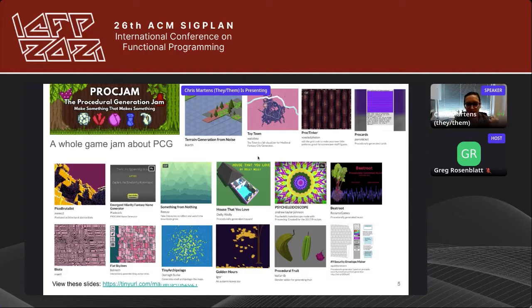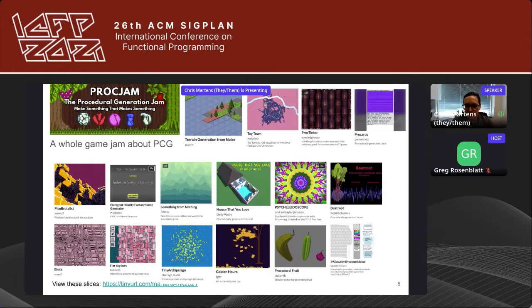You get people generating pixelated brutalist architecture, hilarious fantasy names, abstract silhouettes of landscapes, psychedelically colored kaleidoscopes, to 3D models of pieces of fruit, right? And so you end up seeing a lot of creativity emerge from this space that really wouldn't be possible without the help of algorithms.